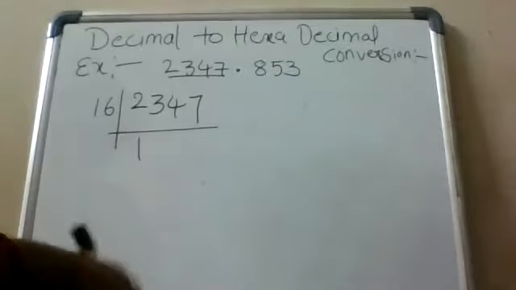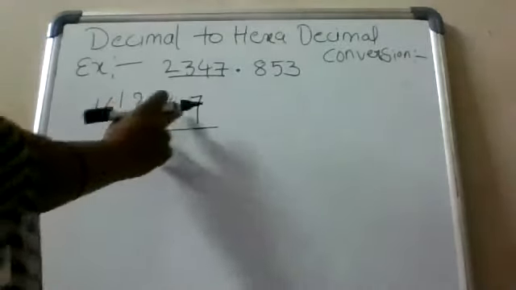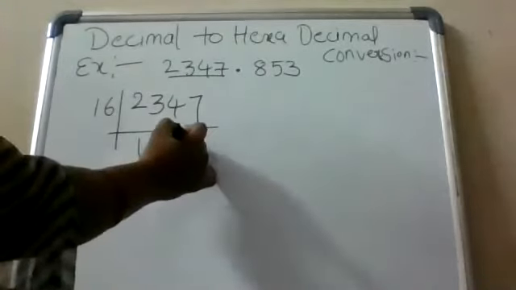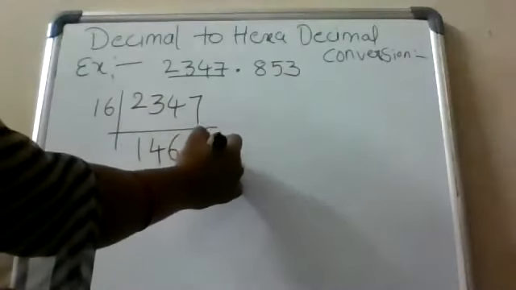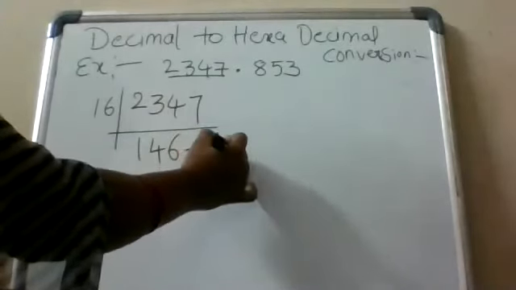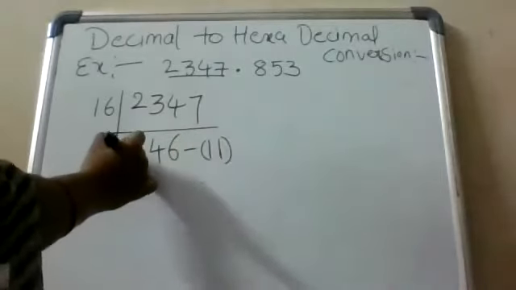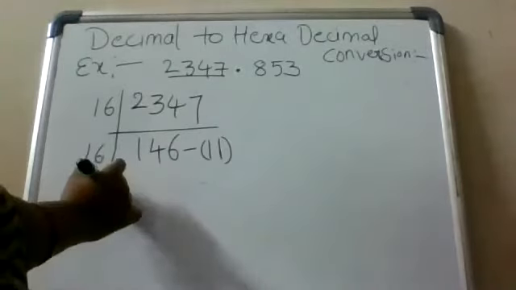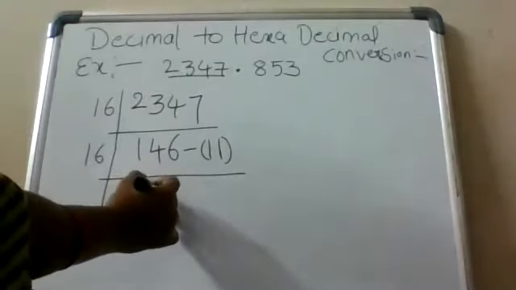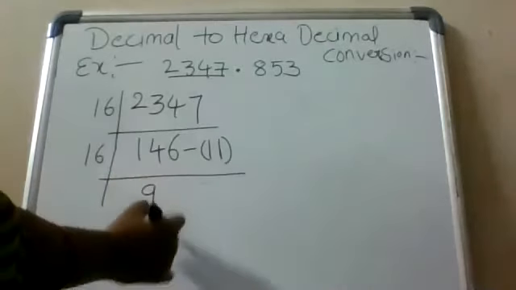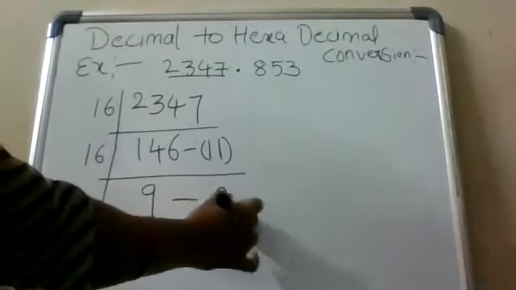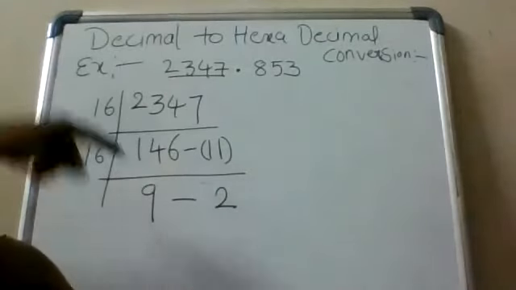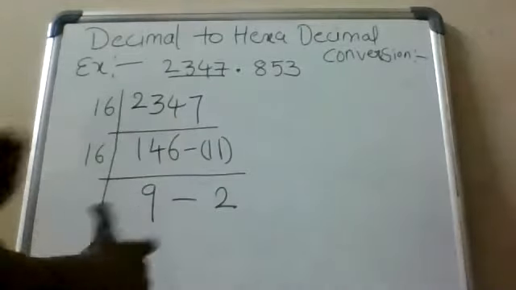16 1s are 16. Next, 16 4s are 64, 16 6s are 96. Here the remainder is 11. Next, again divide by 16. So 16 9s are 144. Remainder 2. Here the remainders are written from bottom to top.